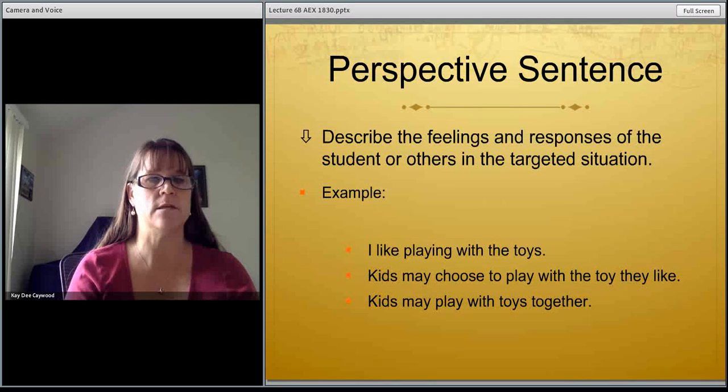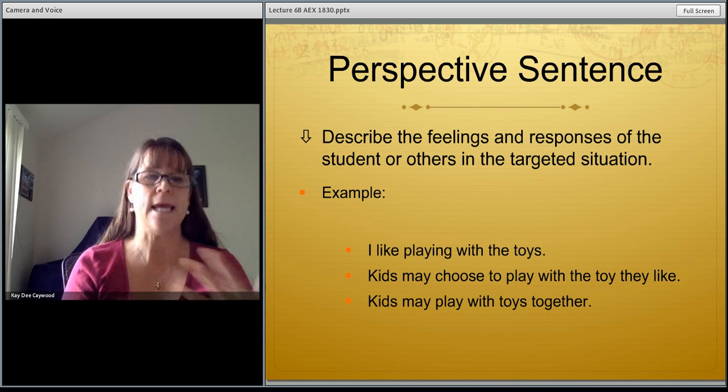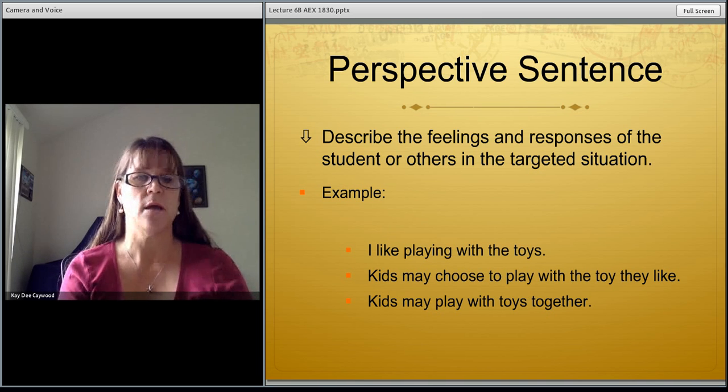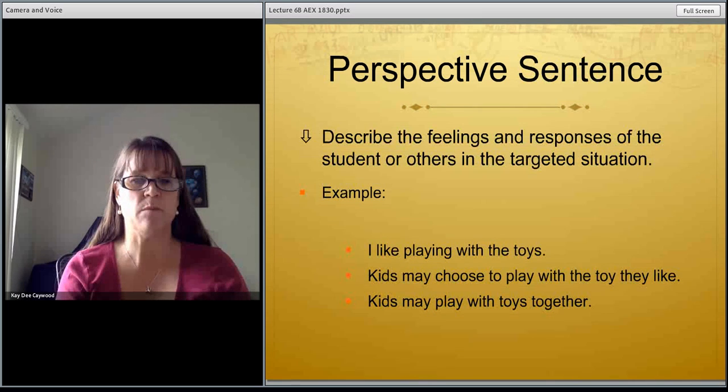Perspective sentences describe the feelings and the responses of the student or others in the situation that you're talking about. So, for example, I like playing with toys. Kids may choose to play with the toy they like. Kids may play with toys together.